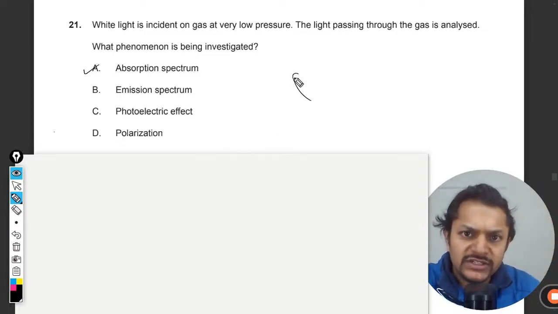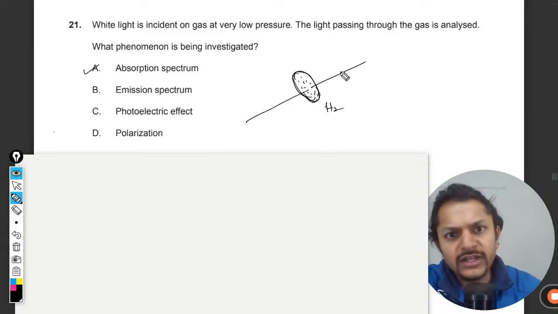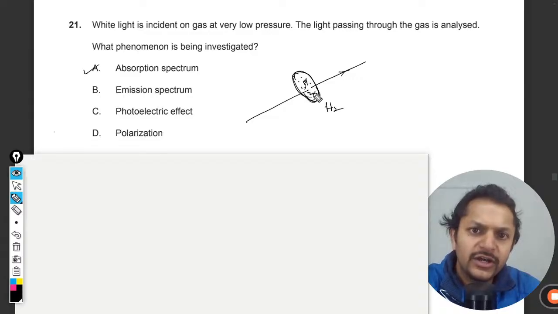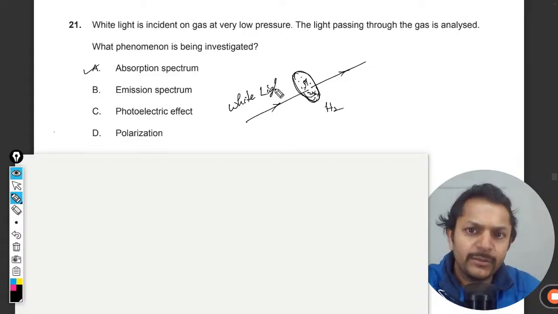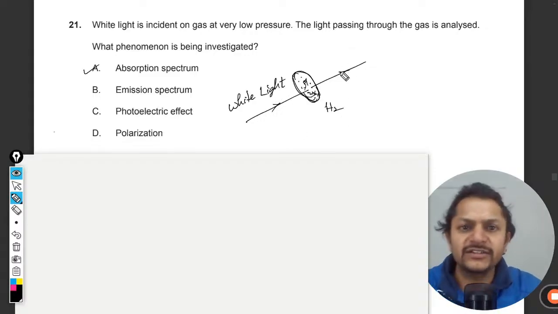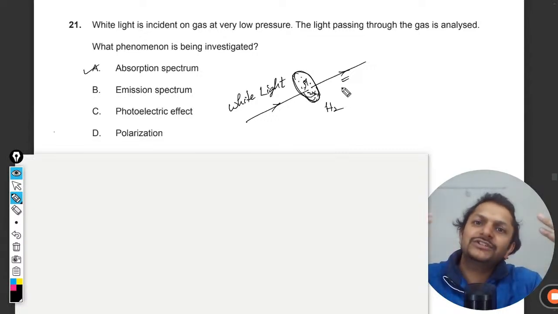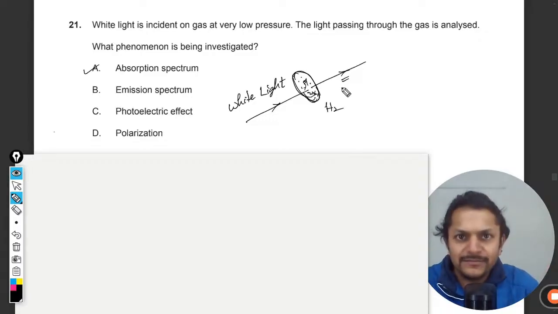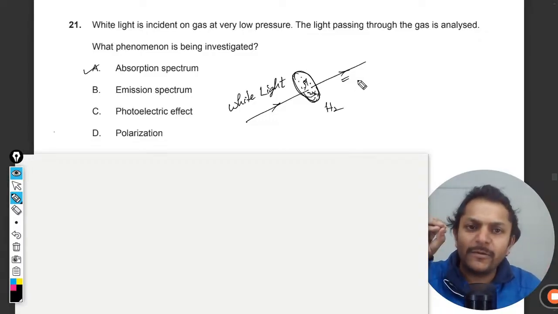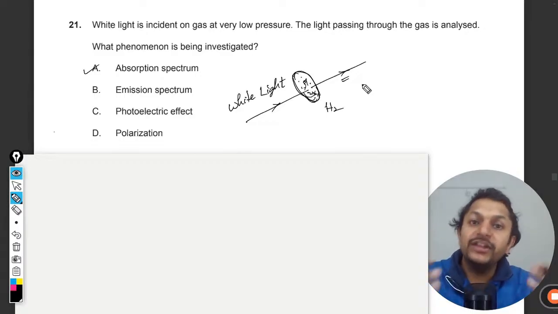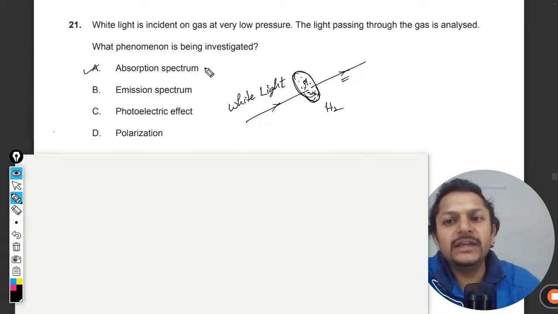So let me explain you. This is a kind of capsule, you can call it. There is a gas contained in this, like let us say hydrogen. So white light is incident on it. Some of the colors will be absorbed here by the gas. So this is the white light, and it is coming here. So some of the colors have been absorbed by the gas. So the light that you are getting here is the light from which those colors or those frequencies are not present. Clear? So this creates a recognizable spectrum, which is called the absorption spectrum.